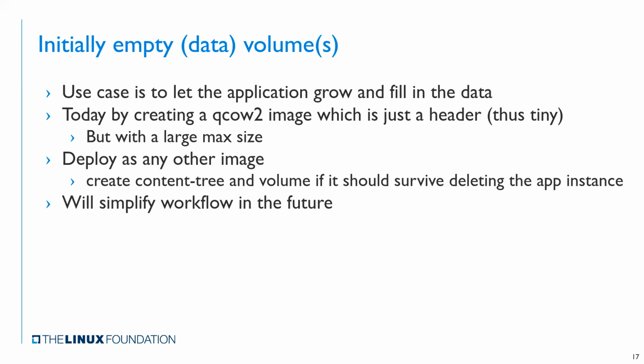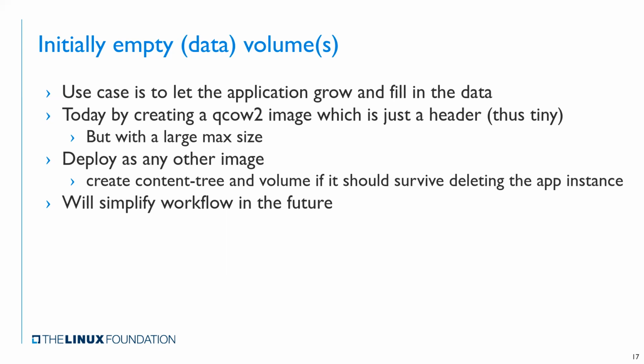And the other one is having some data volumes that are initially empty. So I'm going to collect a bunch of data and build up that data on the device, share some of it remotely with your cloud backend, your data center. But I need to have a large volume. Today, this is done by creating a QCOW2 image, which is effectively just the header, but it has some maximum size. And then you can go deploy this thing, and you specify a content tree, a volume.